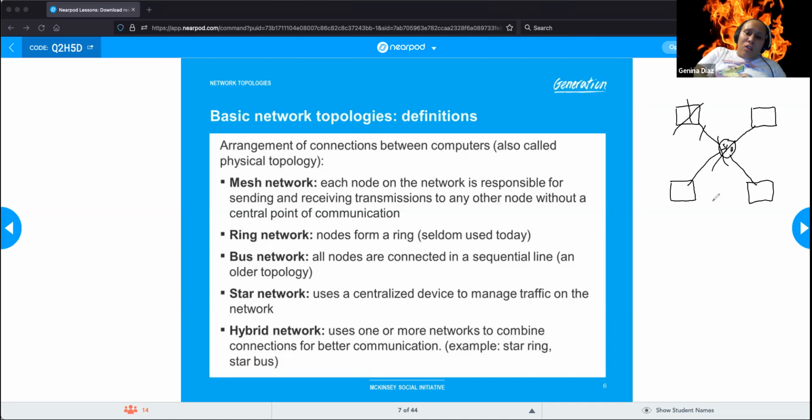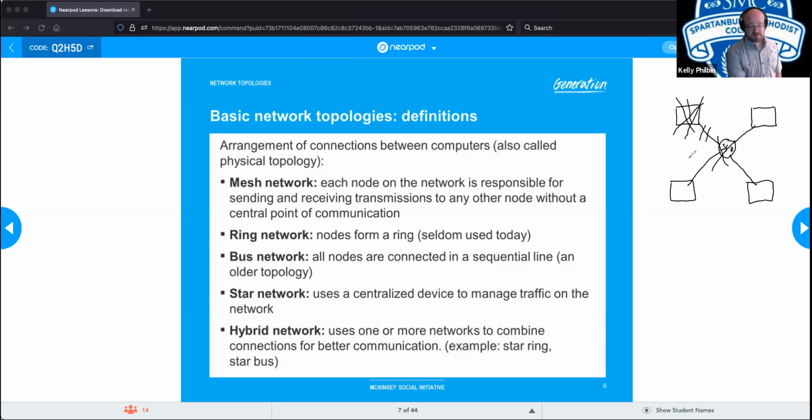You said if one goes down, the others will work, right? Well, if a single node, that's what I mean. If this computer goes down, you're okay. If the line to the computer breaks, you're okay. But the problem is if the switch or the hub goes down, the entire network goes down.